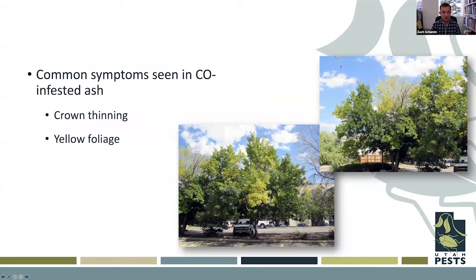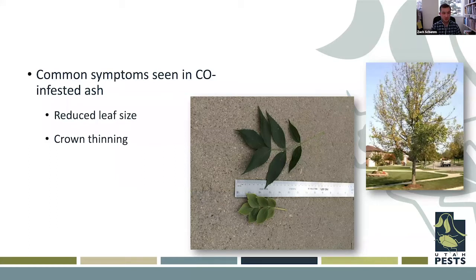In the Colorado infested ash trees, we do see crown thinning. In addition, we also see yellow foliage. This is pretty characteristic of what the symptoms look like in the state of Colorado. We'll see something very similar here, and these same symptoms are also exhibited throughout North America. You can also see some reduced leaf size, and crown thinning again. But if you see really reduced leaf sizes, that can be another sign that something is going on with the ash tree. That doesn't necessarily mean that it is emerald ash borer, but it's a sign that there could be emerald ash borer.